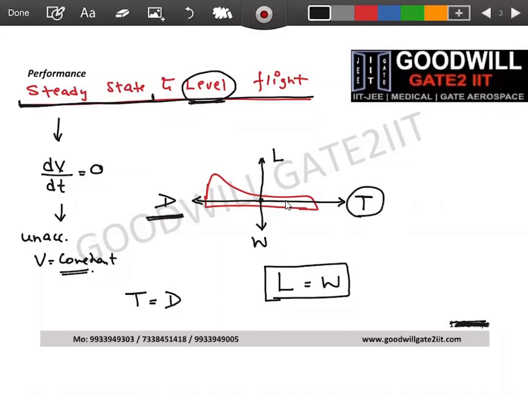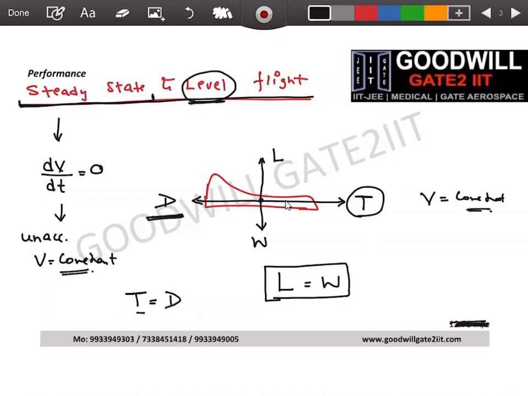Your engine can produce more thrust, because in turning flight you have to produce more thrust. If anything is deployed, you have to produce more thrust. So thrust equals drag means you are not going to change your velocity anytime. You're flying at constant velocity now. You're flying at constant velocity.